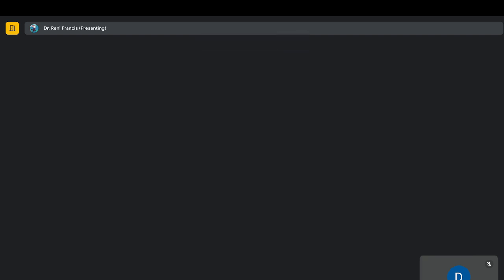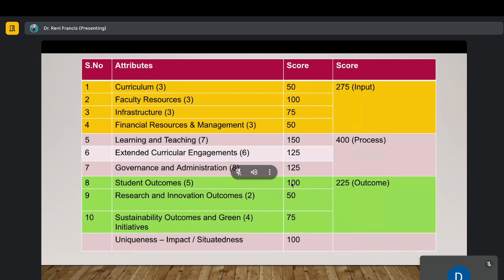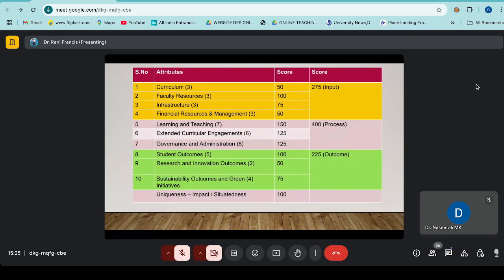you have to be very clear what your input is. You cannot suddenly come up in attribute number 5 and say that I did a value added course in gender sensitization if you have not told about it in attribute number 1.